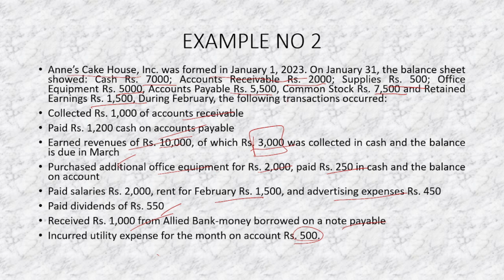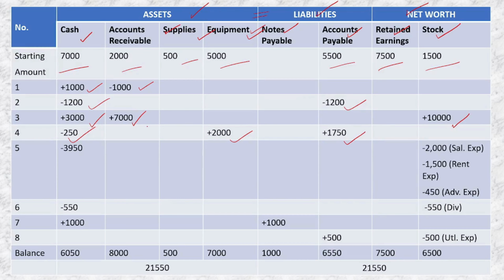Okay, next we have paid salaries 2,000, rent for February 1,500 and advertising expenses 450. So, what we are going to do over here, we can write down salary expenses, we can write down 1,500 as rent expenses and 450 as advertisement expenses, and we can write that down over here as minus 3950 subtraction, that is the total of this entire amount.